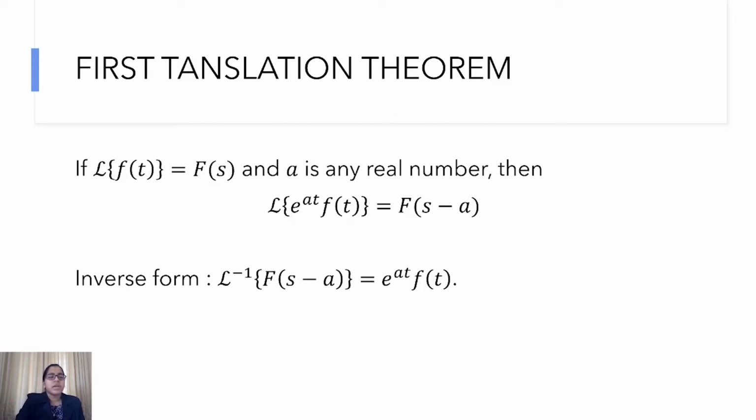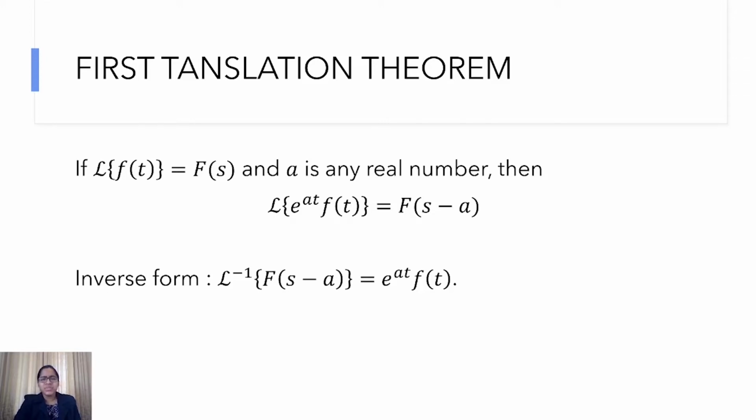Let's look into it. If L of f of t is equal to F of s, and a is any real number, then the Laplace transform of e raised to at into f of t is nothing but F of s minus a. You can see that it is shifting by a. We get Laplace transform of f of t is F of s, and Laplace transform of e raised to at into f of t is nothing but F of s minus a. Okay, this is the first translation theorem, or the first shifting theorem.